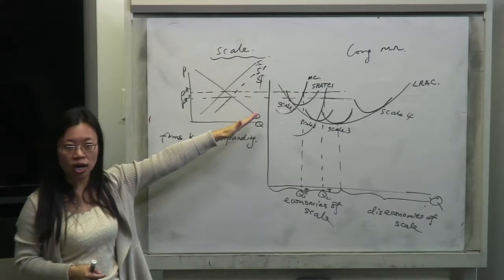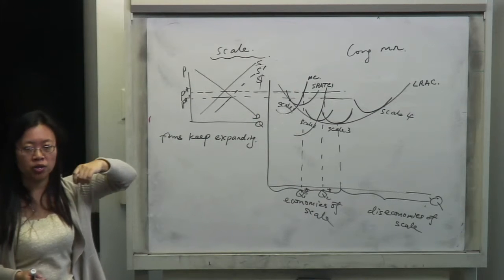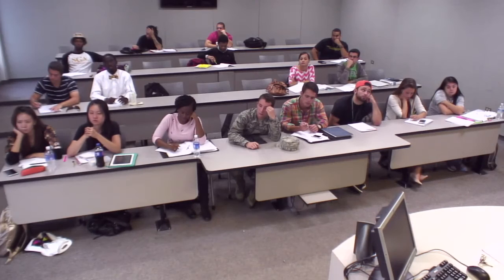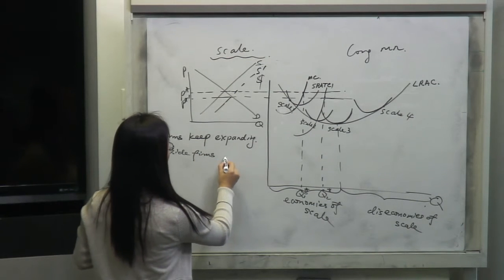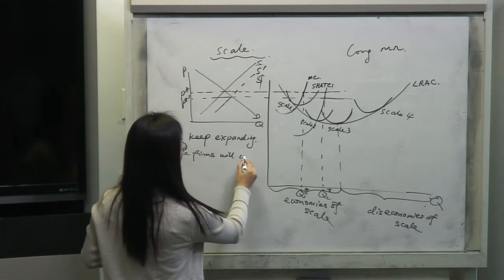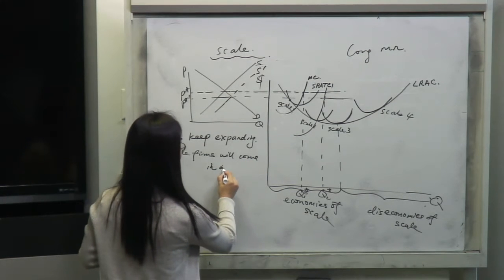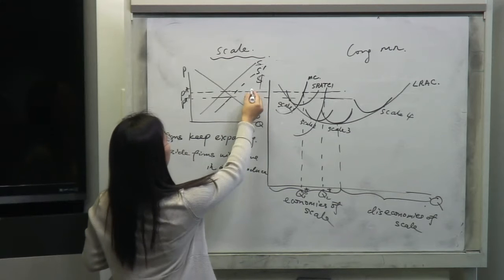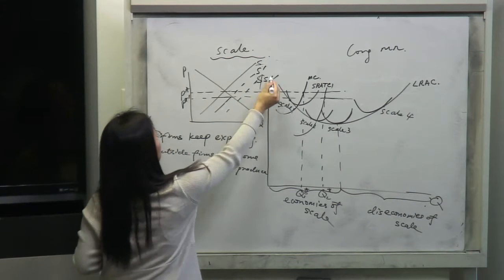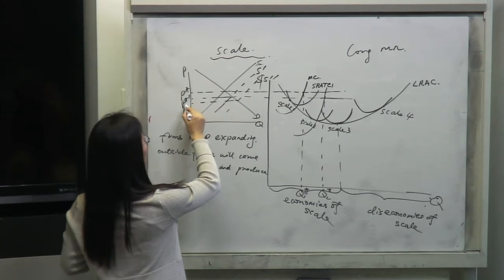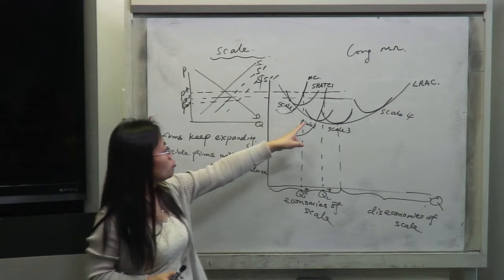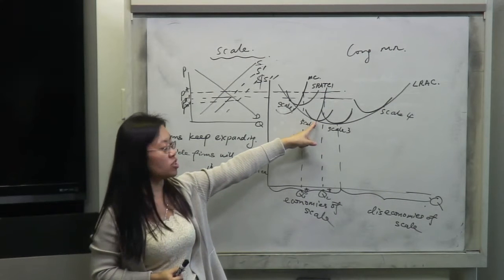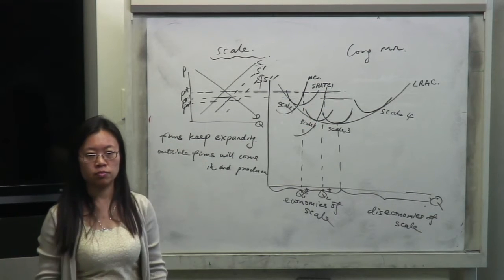The supply will increase. The supply will keep going up, right? So the price will keep going down. Firms will come in and produce, and this will push the supply even further. Price will go down even further. So even if you do not move from scale 2, the price will keep going down.